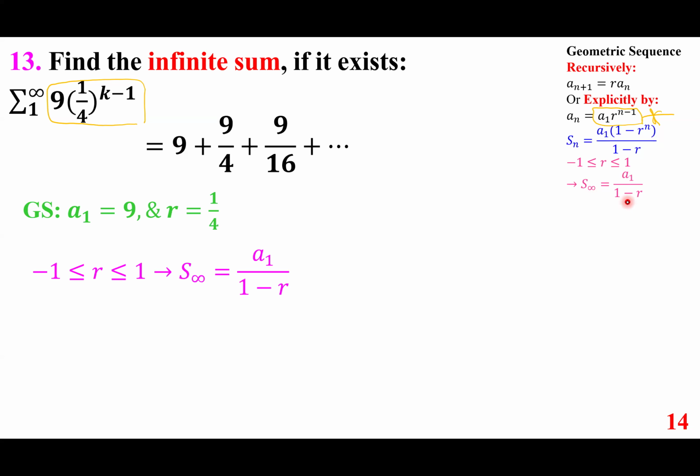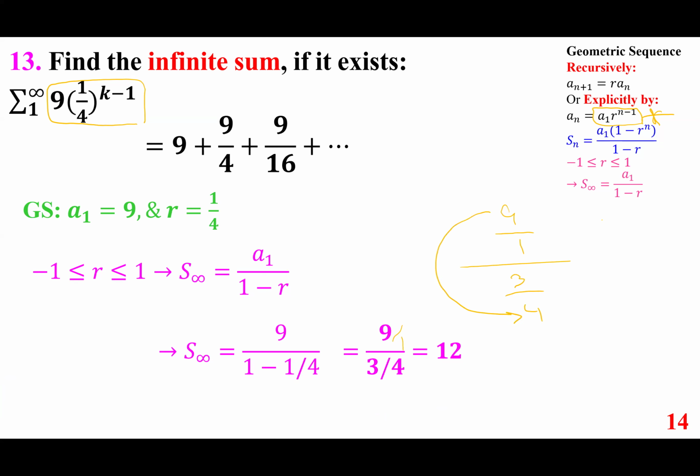Plug in. So a sub 1 is replaced by 9, and r is replaced by 1/4. And of course, 1 minus 1/4 is 3/4. The reason this is 12 is very simple. This is 9 over 1. So let's write it in this one: 9 over 1, 3 over 4. The product of these two, 36, divided by 3. So the answer is 12. It's a simple case of a complex fraction.